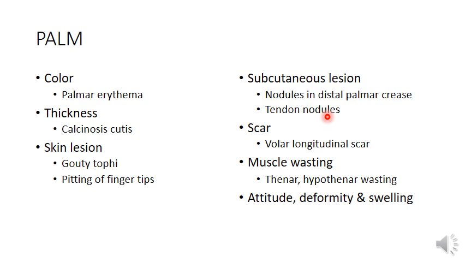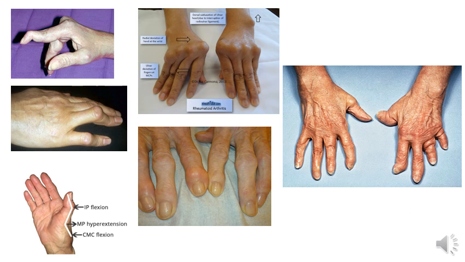which are seen in cases of trigger fingers. Look for scars, for example a wrist longitudinal scar, which might indicate a previous decompression for carpal tunnel syndrome, muscle wasting along the thenar and hypothenar eminences, and any abnormal deformity and swelling. So this is with regard to the inspection of the hand, both on the dorsal and the palmar aspect. We then proceed to the palpation.